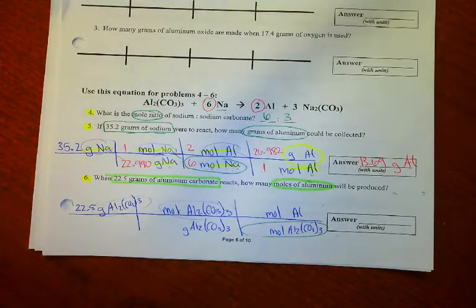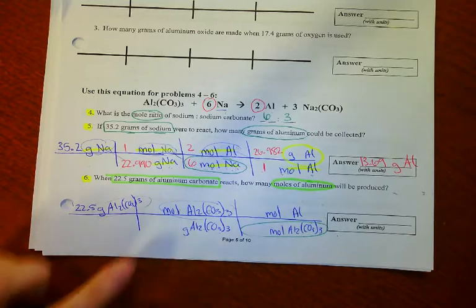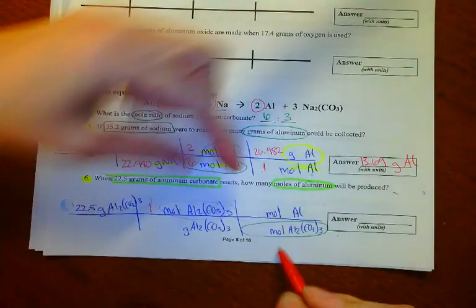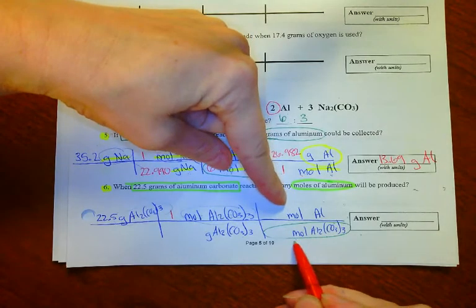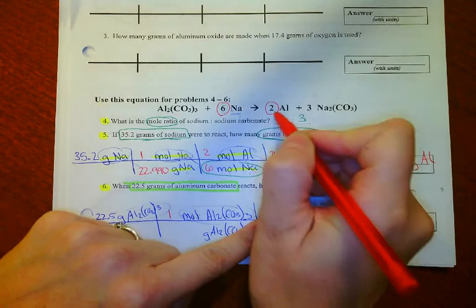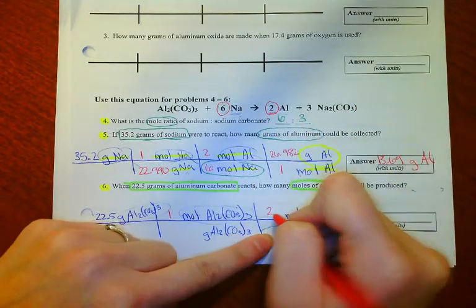So now that I've done all of my units, I'm going to come back and look at numbers. A mole always gets a 1 in front of it, so right here, unless it's mole over mole. Then I need the coefficients. So on top, mole aluminum, I need the coefficient for aluminum, which is 2.